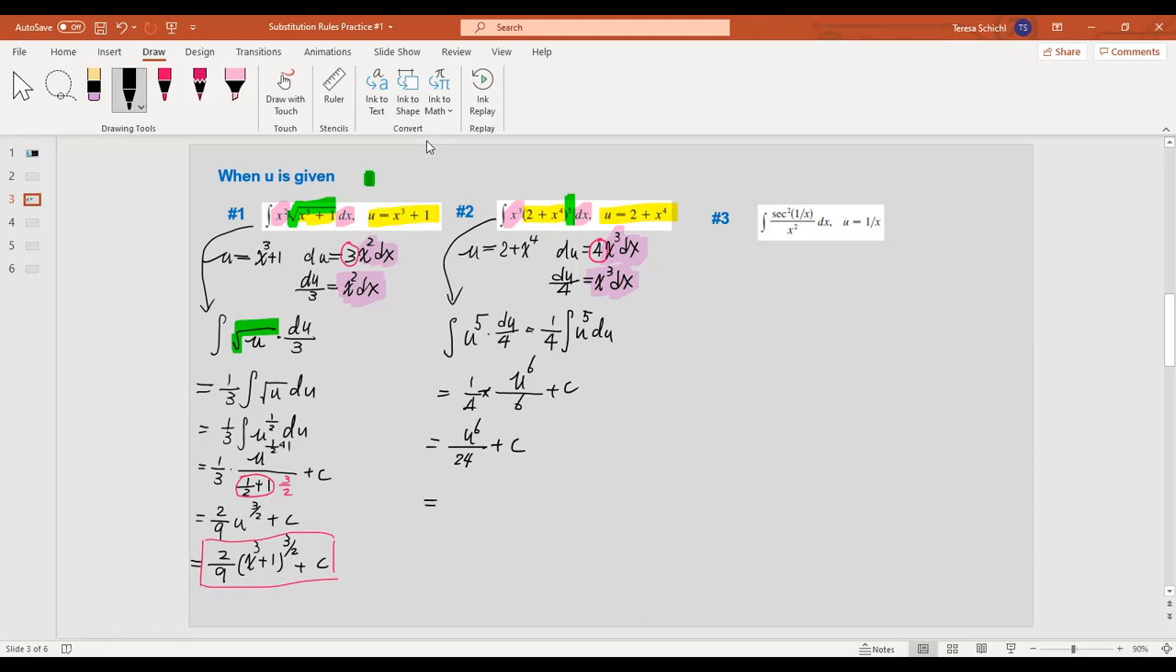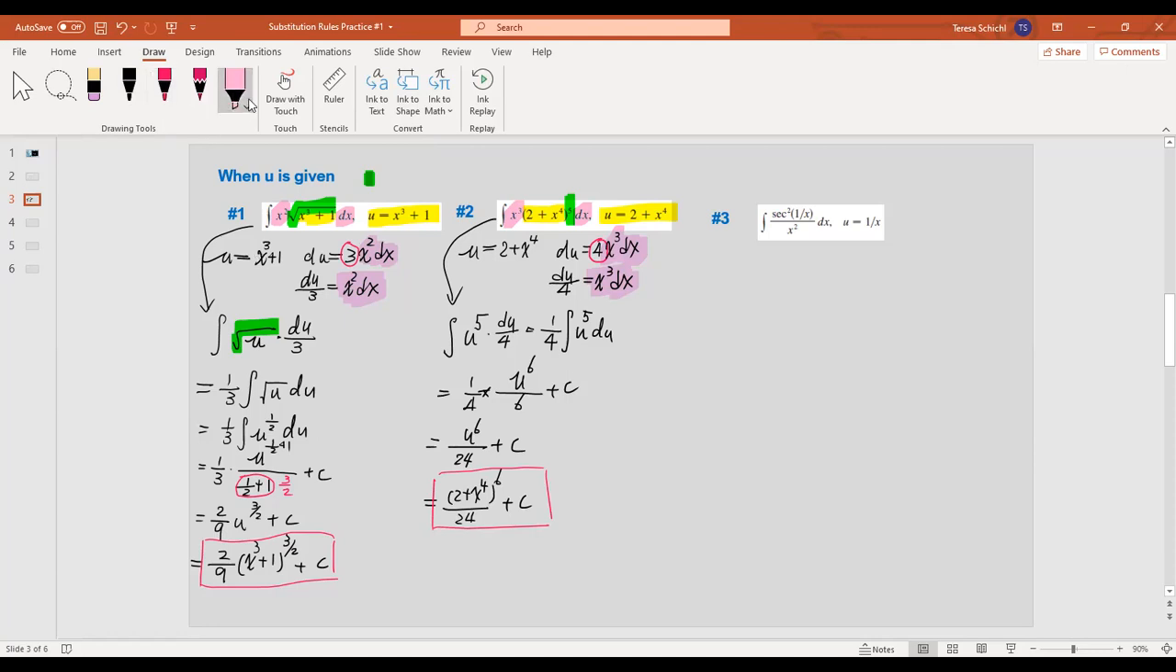Then don't forget, what is the last step? Substitute back your x's, right? So this will be 1 over 24. What is u here? It is 2 plus x to the 4th, to the 6th, plus c, right? So then you can use the derivative you learned from the previous unit and try to check it if you want. You can check the derivative to see that it will match what you have here.